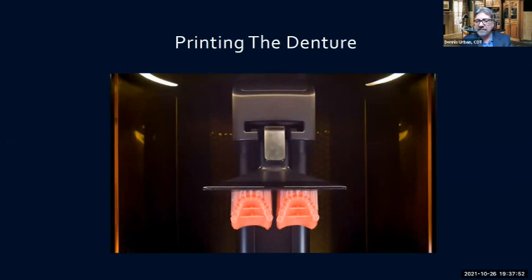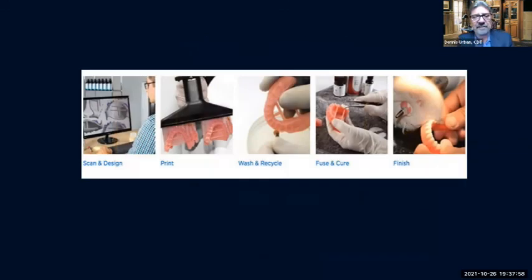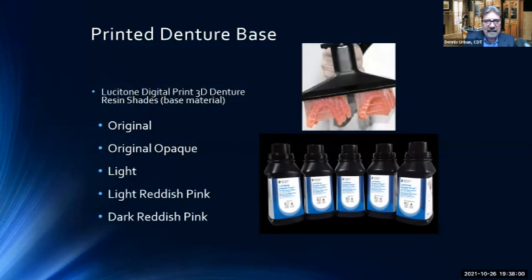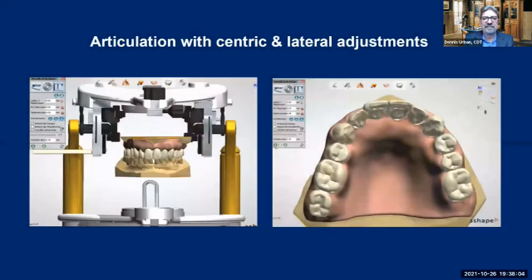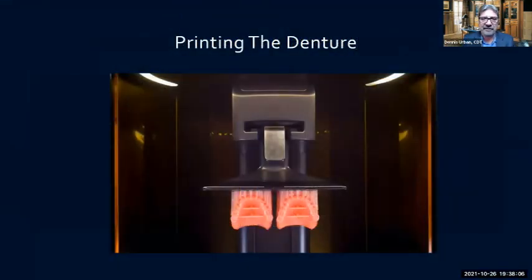And then once everything's designed and you're ready, we're going to print that try-in now. So we're going to talk about printing the try-in first. Let me just go back here. Let's talk about printing the denture. We talked about the try-in earlier. So if everything looks good in the try-in, and we don't have any adjustments on it, we're going to print the denture. So we send that information to the printer.